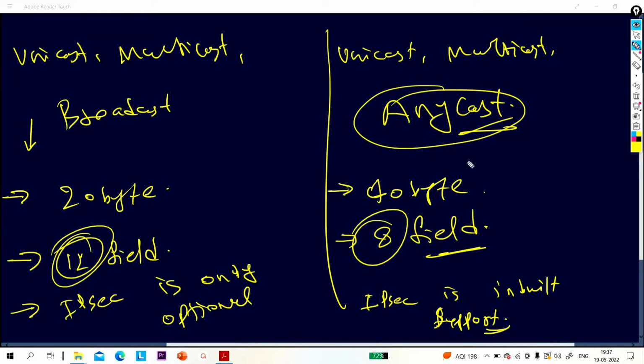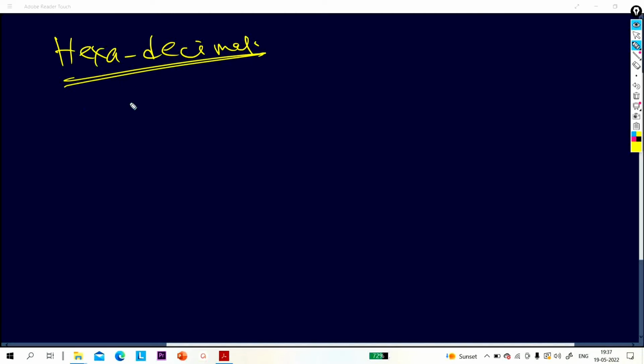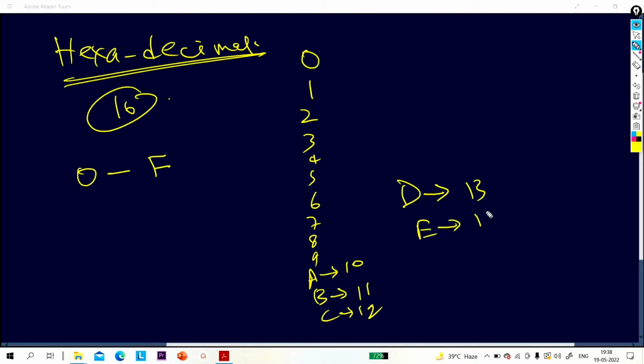Now guys, let me discuss something about hexadecimal first, right? See, in hexadecimal, how many characters will there be? There will be 16 characters, right? And the range of hexadecimal is 0 to F, right? Like 0, 1, 2, 3, 4, 5, 6, 7, 8, 9, not 10. A means 10, B means 11, C means 12, D means 13, E means 14, and F means 15, right? So how will you write 15 in binary?